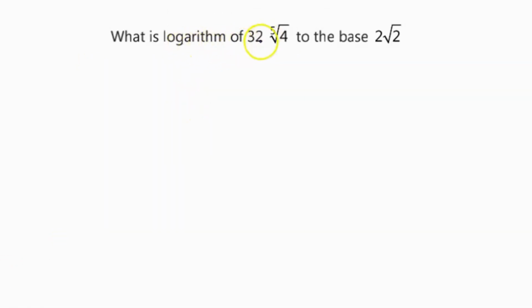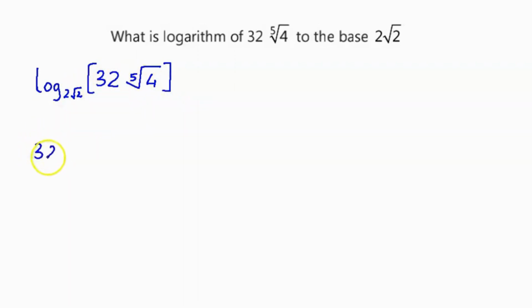What is the logarithm of 32 into 5th root of 4 to the base 2 root 2? So here we have to find log of 32 into 5th root of 4 and the base is 2 root 2. So first we simplify these two terms. So let us consider 32 into 5th root of 4. Now we can express both in powers of 2.